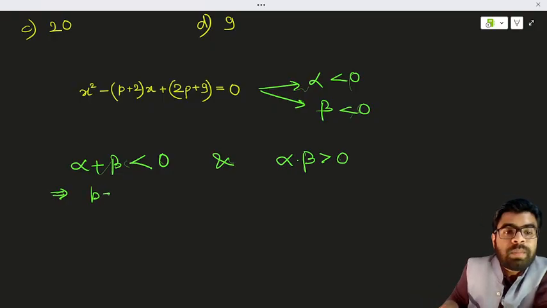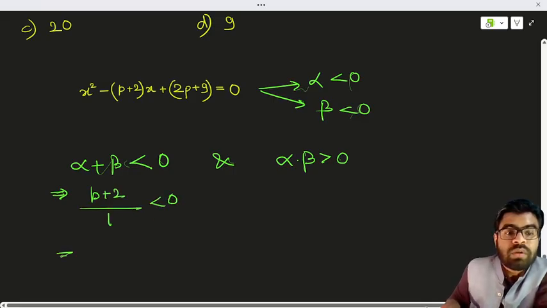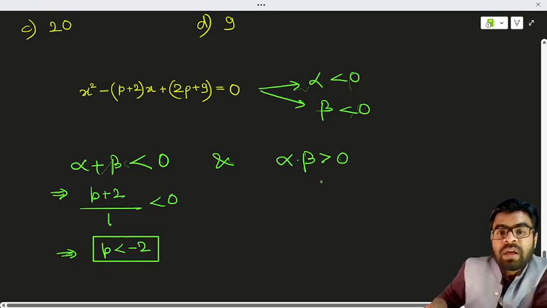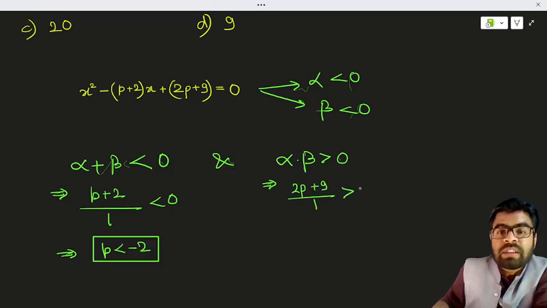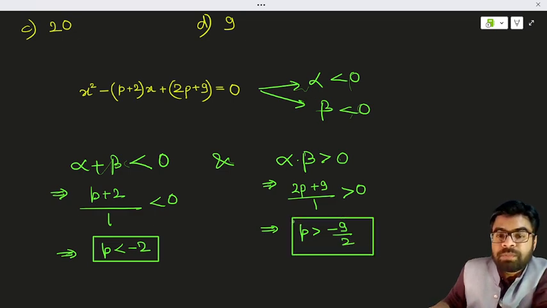It is p plus 2 divided by 1. It is less than 0. So it is p is less than minus 2. एक inequality यहाँ से मुझे मिल जाती है. From here it is c by a. What is c? It is 2p plus 9 by 1 is greater than 0. So from here we are getting p is greater than minus 9 by 2. One inequality we will get from here.